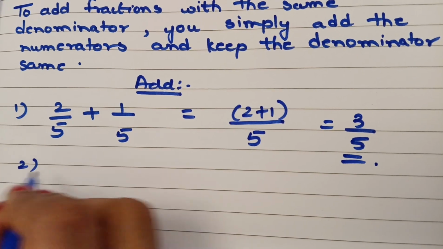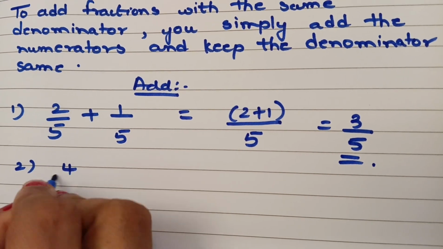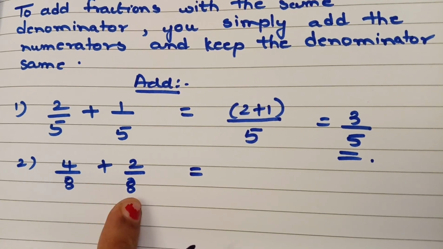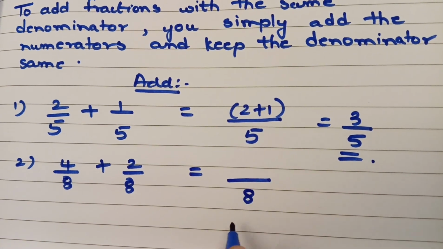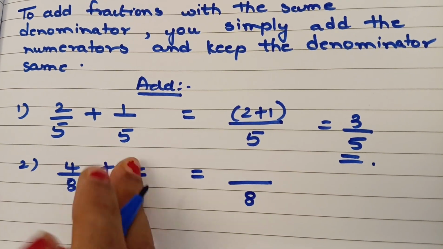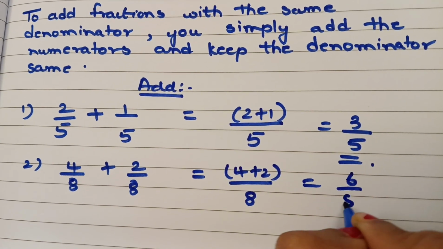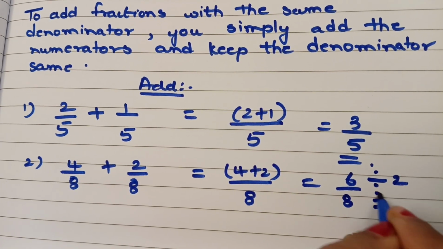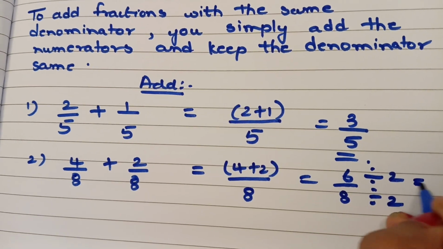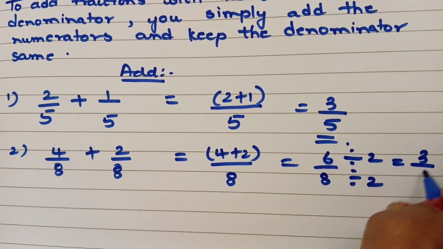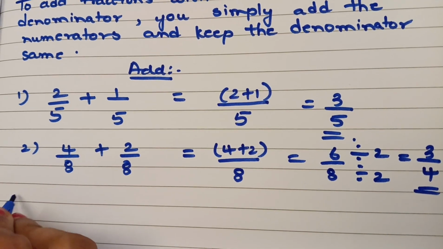Okay. Let's see the second sum. 4 by 8 plus 2 by 8. Again, when you see the denominators are same, just write once the common denominator and then add the numerators. 6 by 8. Now this 6 by 8, you can reduce it to lowest term. It means by the same table, or you can say equivalent fraction. 3 by 4 is the final answer.